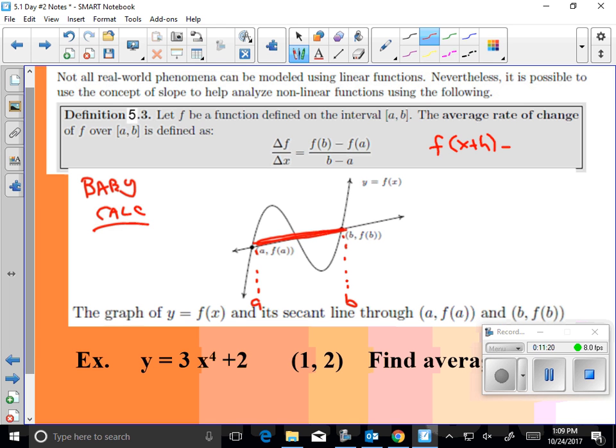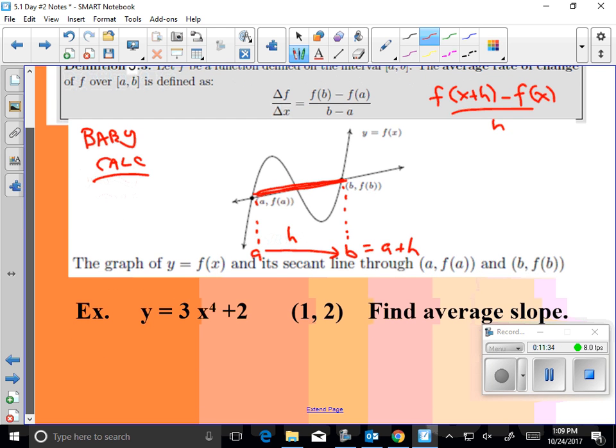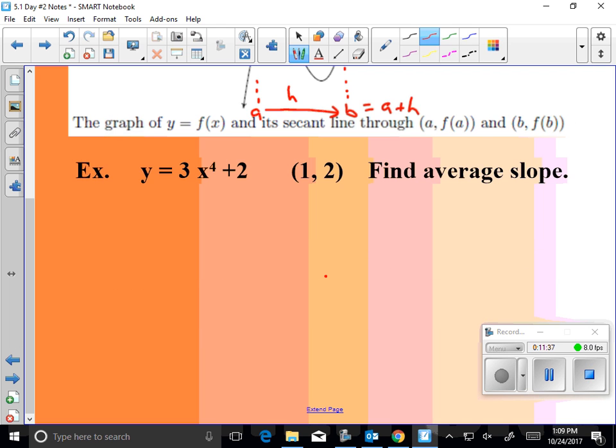Okay, remember this from the previous unit? F of x plus h minus f of x over h. That's all that is, right? I've just added h to a. So b is equal to a plus h. All we're doing is finding slope. So in an example like this, if I want to find the average slope, that should be the average rate of change. What should I do? On this interval, from 1 to 2, well, let's find f of 1 and f of 2.